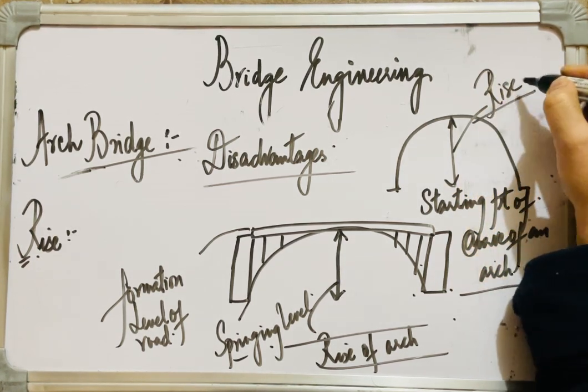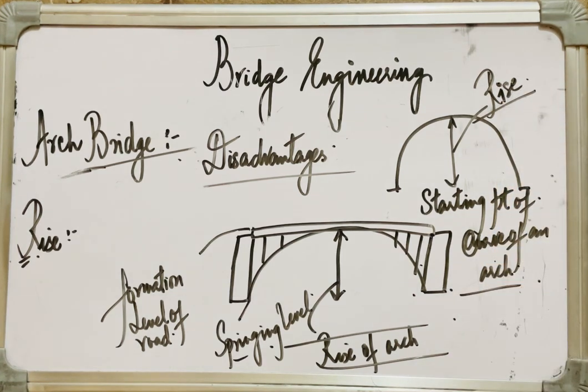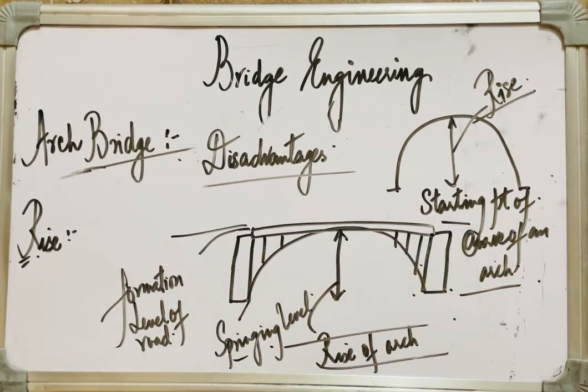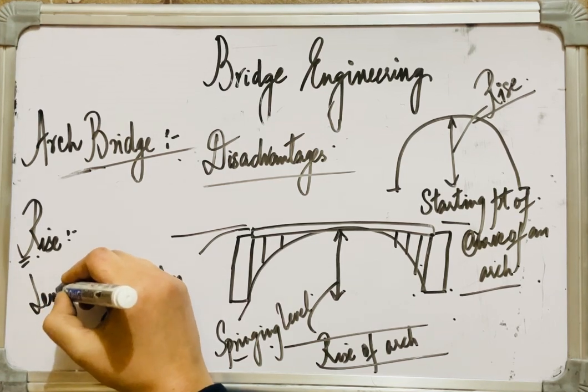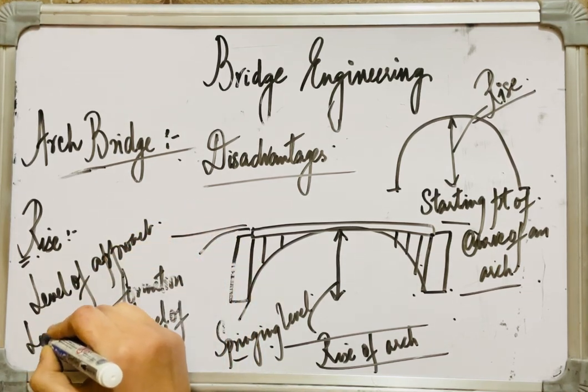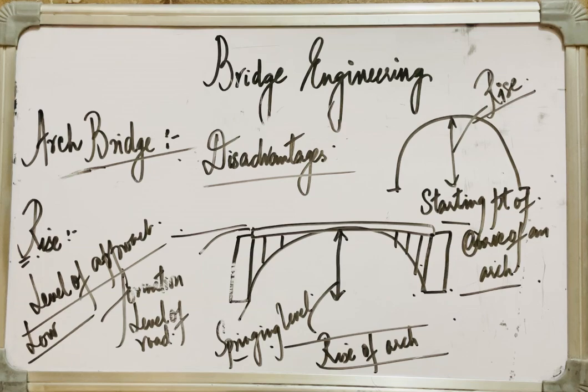All right, so how is this a limitation? See, this rise needs to be accommodated between the formation level of the road and the springing level of the arch. All right, in case of arch bridges, we have to accommodate the rise of the arch that we are designing for that particular arch bridge between the springing level of that arch and the formation level of the road, the approach road to which we need to connect this bridge. All right, so in those situations where the level of approach is low, these arch bridges become quite uneconomical.